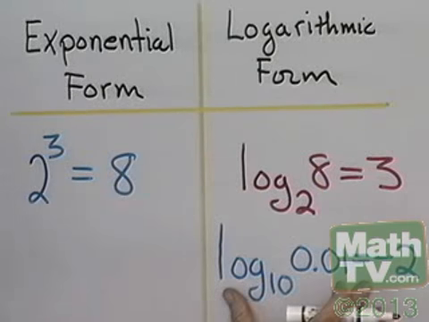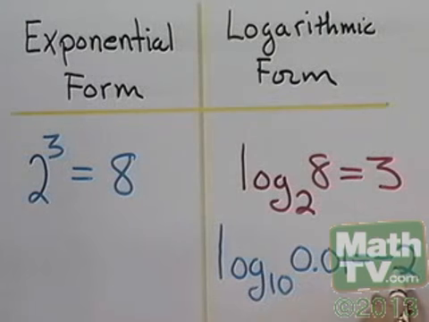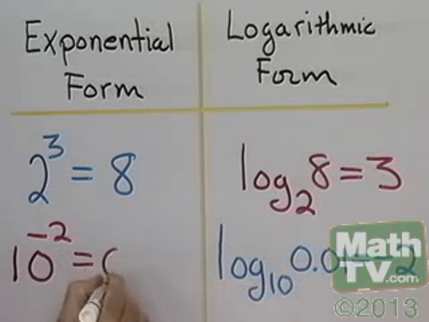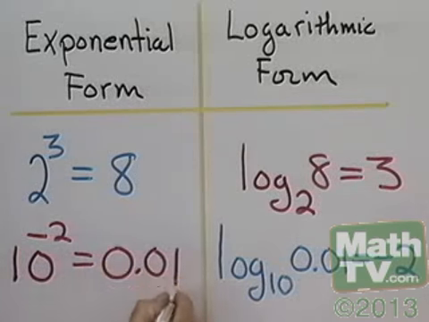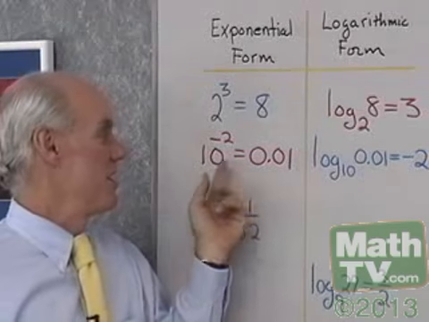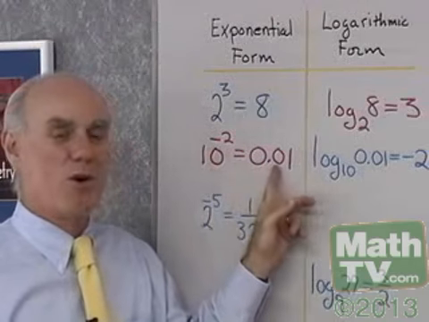Here I have logarithmic form, log base 10 of 0.01 is equal to negative 2. I'll write that in exponential form by saying 10 raised to the negative 2 is 0.01. Now, the question is, is that a true statement? And the answer is yes, that is a true statement. 10 to the negative second is 1 over 100, which is 0.01.